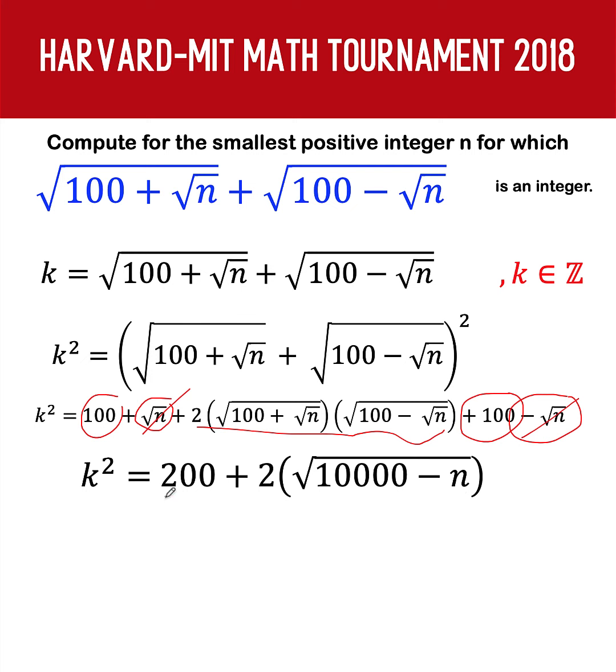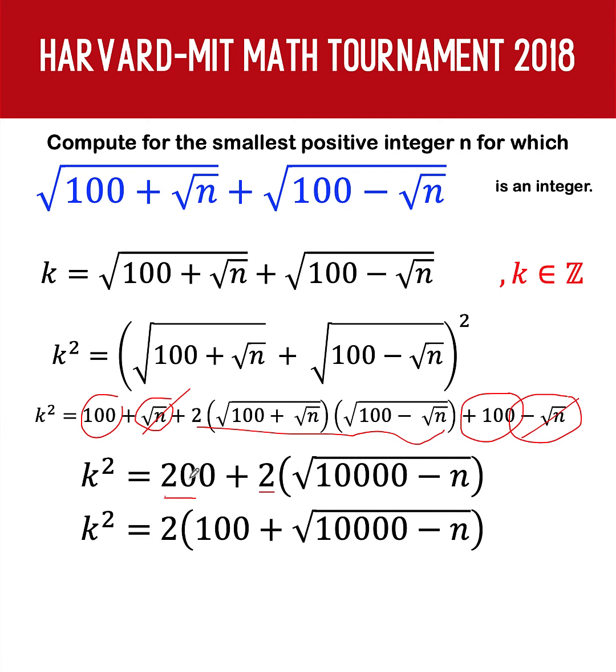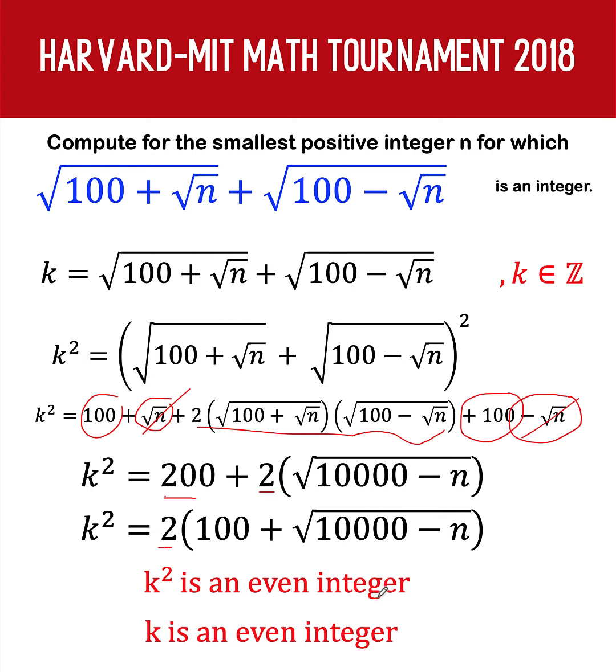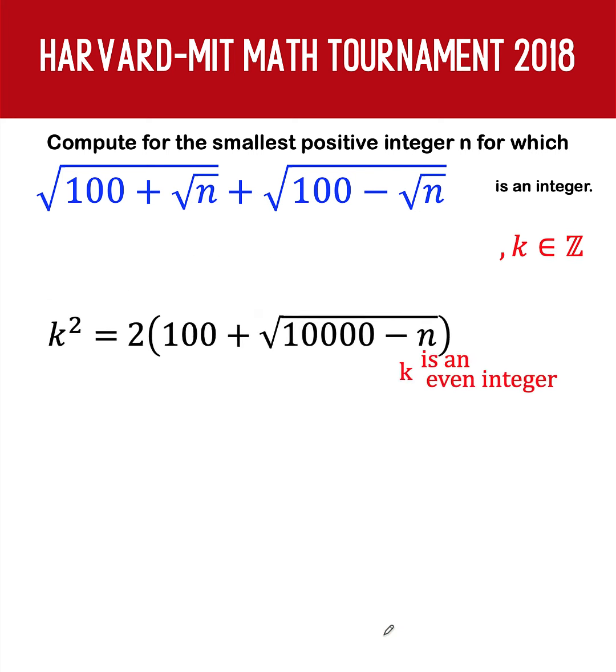Then notice that there is a common factor of 2 here, so let's factor out the common factor 2. 200 divided by 2 is 100. 2 divided by 2 is 1, so we just copy the expression under the radical sign. Now, what does this imply? This implies that k squared is an even integer because that is divisible by 2. And when k squared is an even integer, this also implies that k itself is also another even integer.